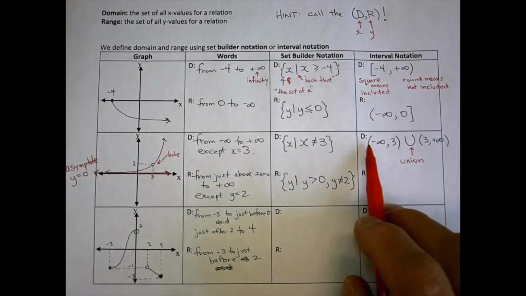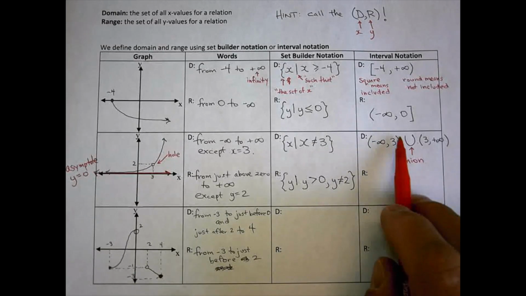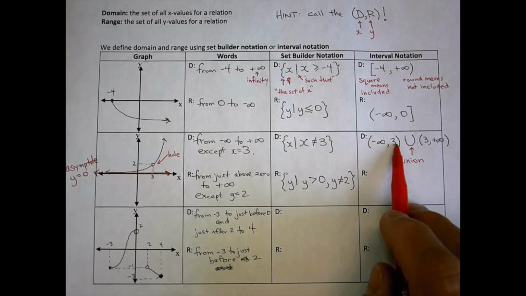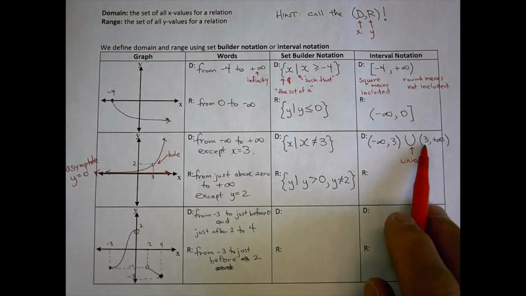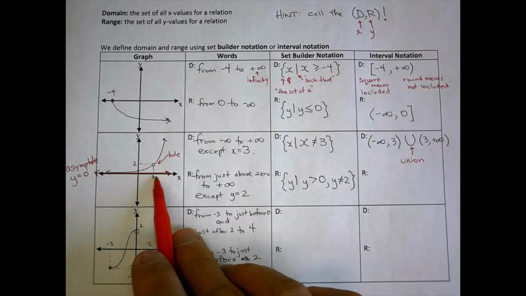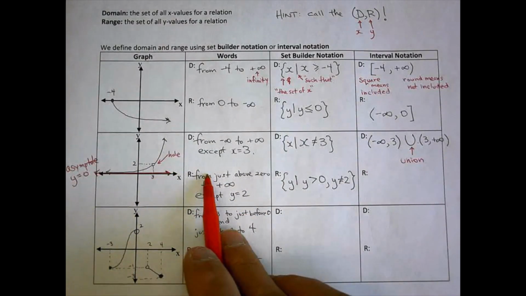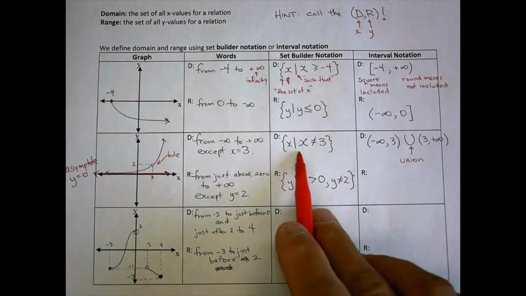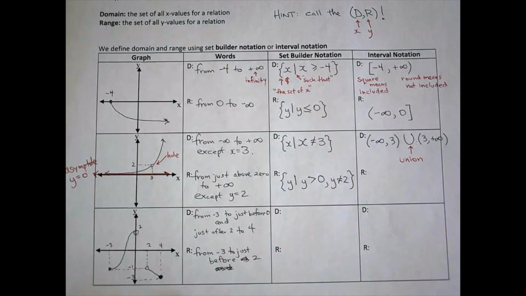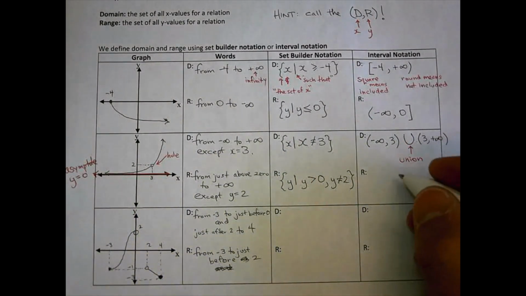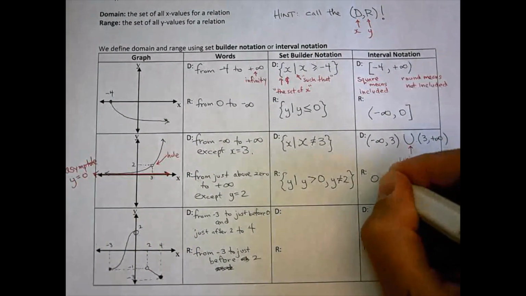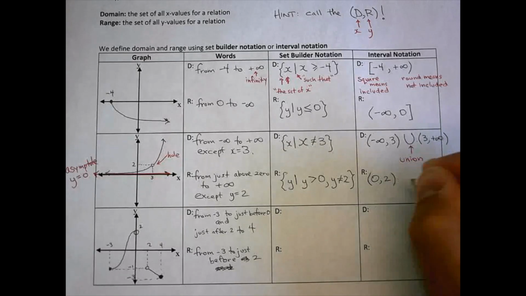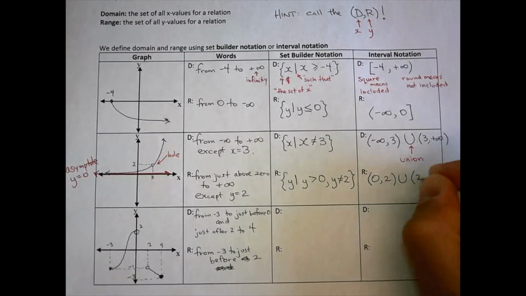The first set is from -infinity to 3. The round bracket, though, tells me not including 3. This second set is from 3, but not including 3, so just greater than 3, all the way to positive infinity. That's why I find this is a lot easier. I find the other can get a little awkward. Similarly for range, the range is all the values from 0 to 2, but not including 0, not including 2, union 2 and positive infinity.